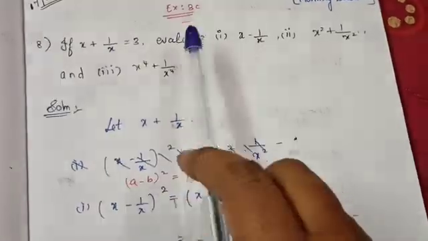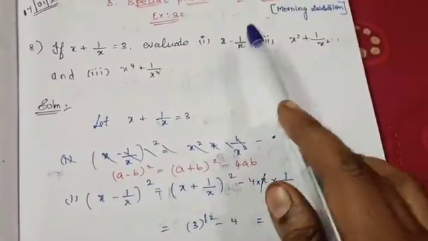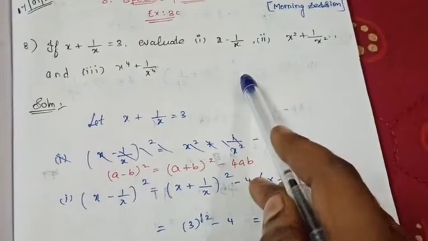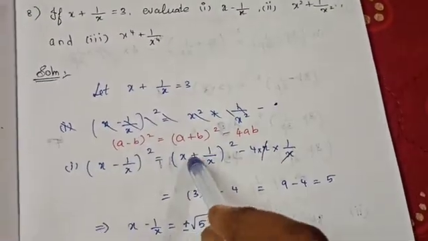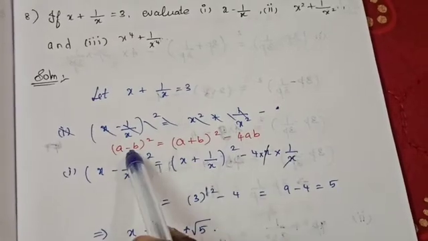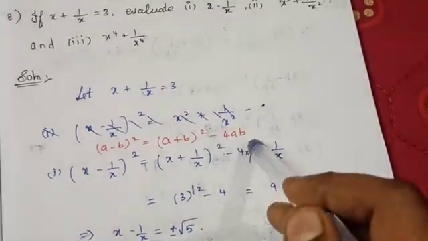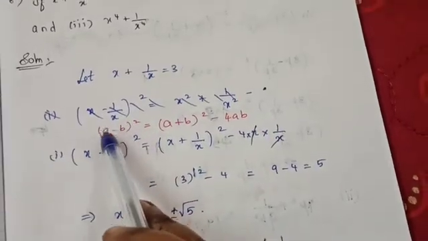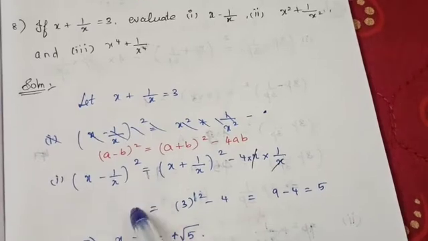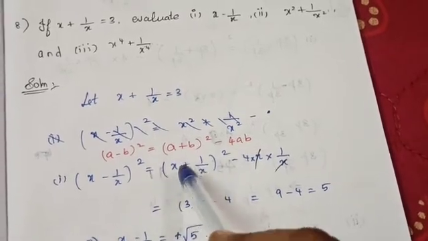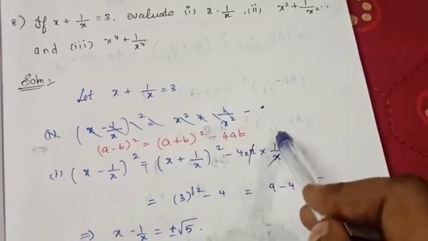So x plus 1 by x is equal to 3 is given. First you want to find x minus 1 by x. For the opposite sign you have a formula, both a minus b and a plus b formula. a minus b the whole square is equal to a plus b the whole square minus 4ab. So you will write a is nothing but x and b is nothing but 1 by x. So x minus 1 by x the whole square is equal to x plus 1 by x the whole square minus 4 into x into 1 by x.